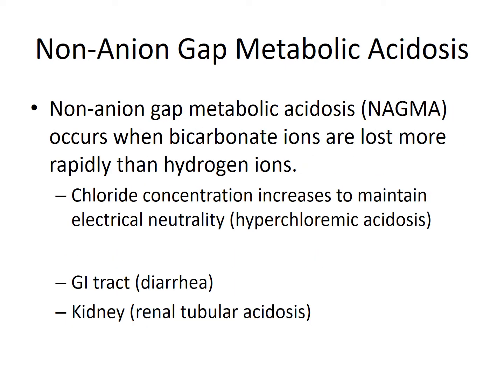We've talked a little bit about the causes of HAGMA previously. Let's briefly discuss the causes of NAGMA now. In general, NAGMA occurs when the bicarb ion is lost more rapidly than hydrogen ions are lost. This occurs for a variety of reasons, including a rapidly rising chloride concentration, as may occur with aggressive normal saline administration. Other significant causes of NAGMA include the GI tract, as may occur with severe intractable diarrhea, or the kidney, as may occur in the various types of renal tubular acidosis.